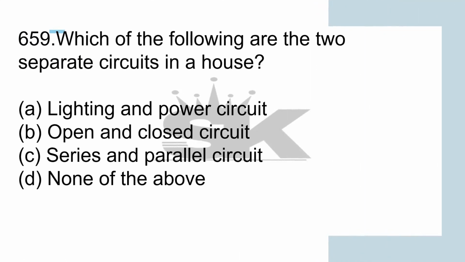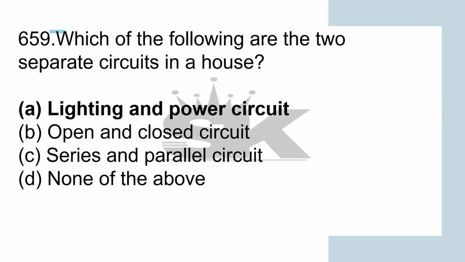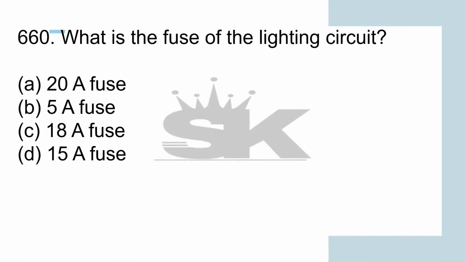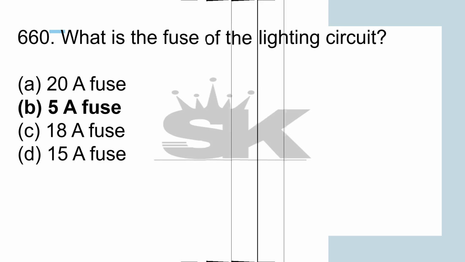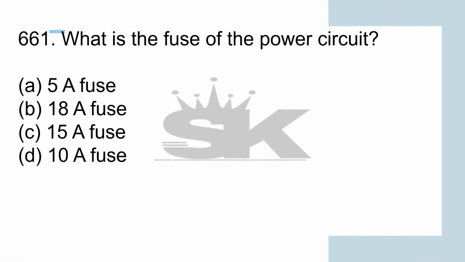Which of the following are two separate circuits in house? That is lighting and power circuit. What is the fuse of the lighting circuit? That is 5 amps fuse, 5 to 6 amps. What is the fuse of power circuit? That is 15 amp fuse.